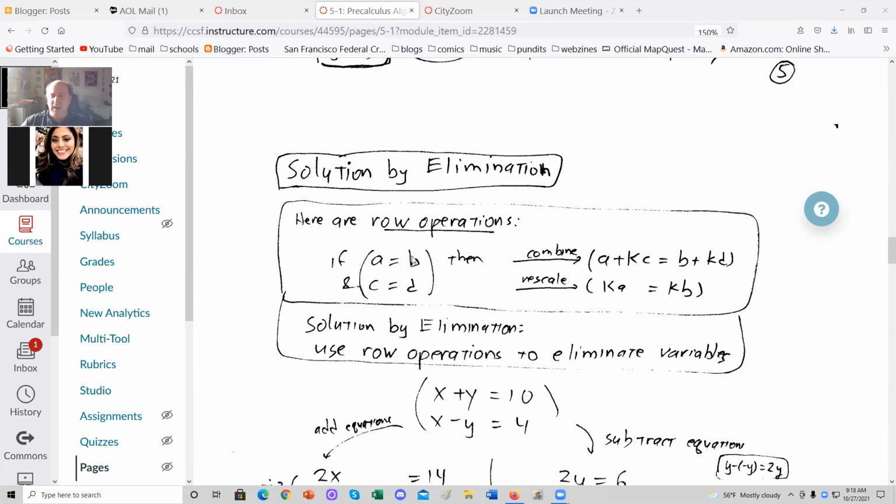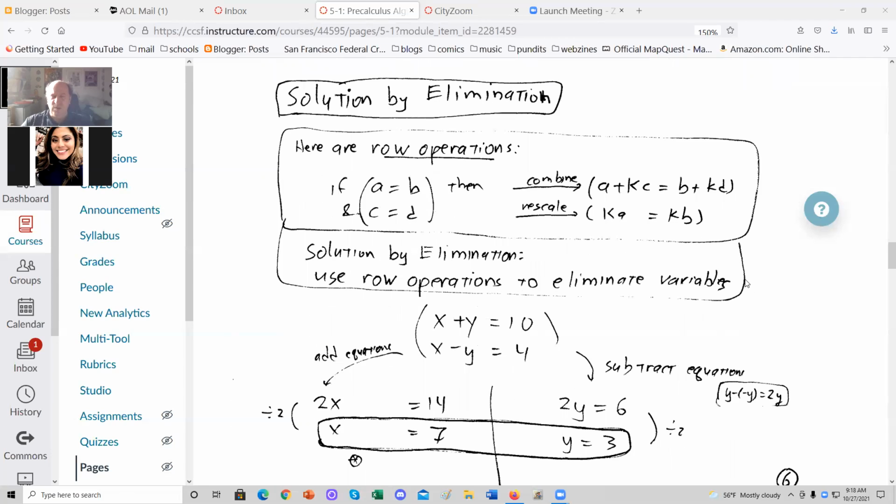Combining is where you add the first equation, a equals b, to a multiple of the other equation, kc equals kd. So a plus k times c equals b plus k times d. That's combining equations. You can also rescale an equation. If a equals b, then ka equals kb, k being pretty much any value you choose. The idea of solution by elimination is to use these row operations to eliminate variables.